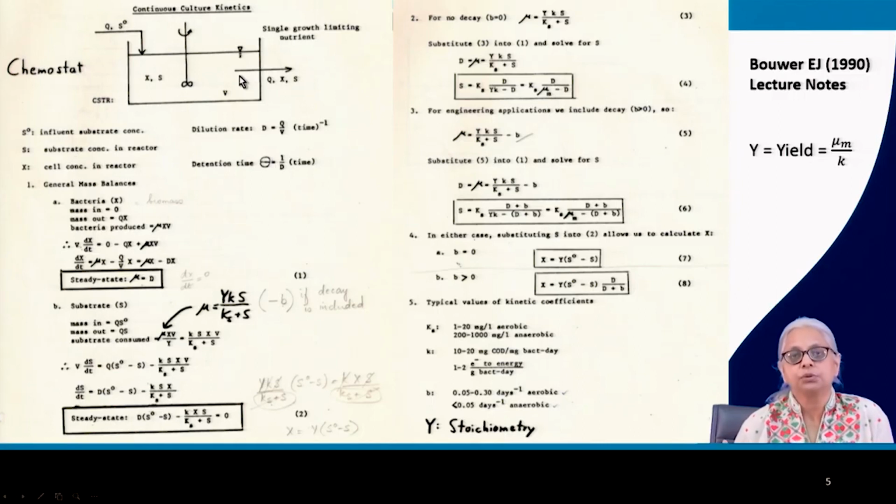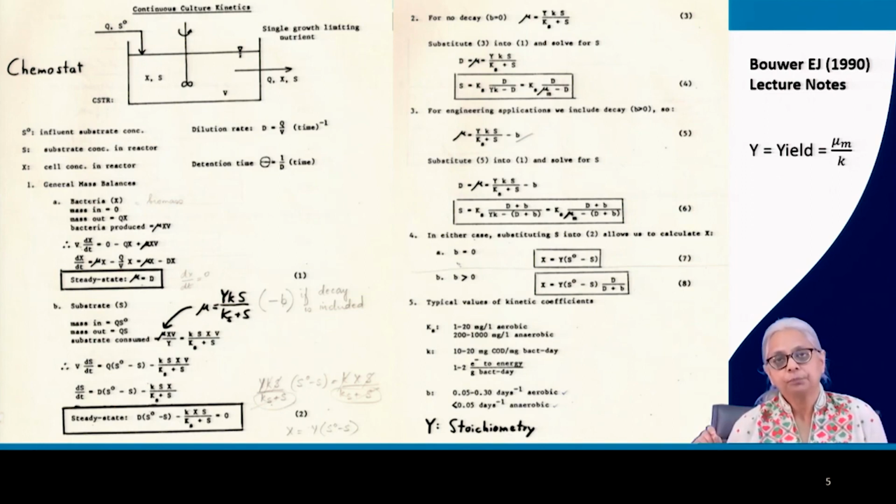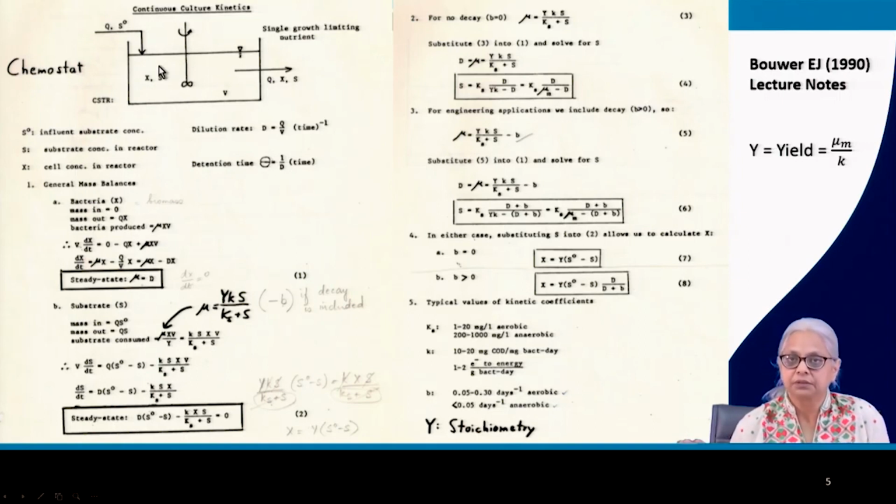What is coming out? For those of you who may be familiar with chemical reaction engineering, in a continuous flow reactor which is completely mixed, whatever is inside the reactor is what is coming out. So Q, X and S are exactly what you see inside the reactor. So output is equal to whatever is inside the reactor. It may be common sense, so let's just keep it that way.